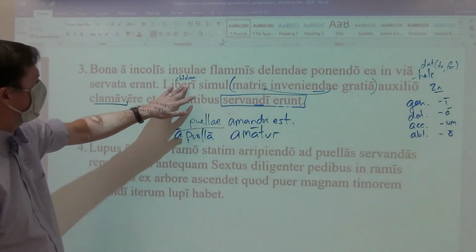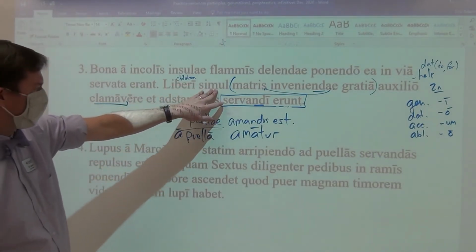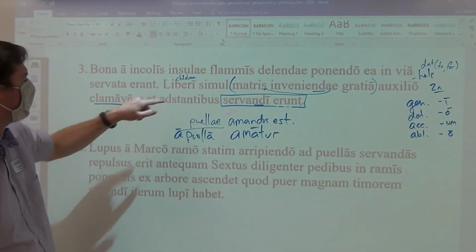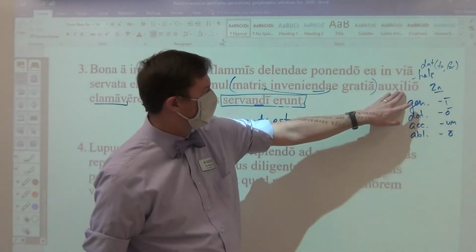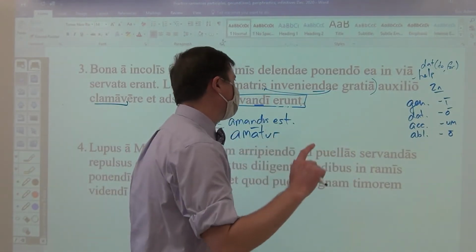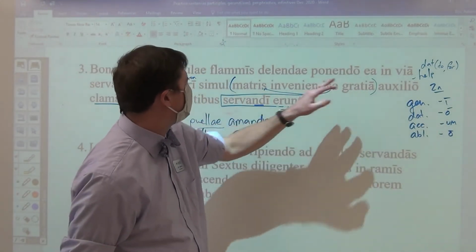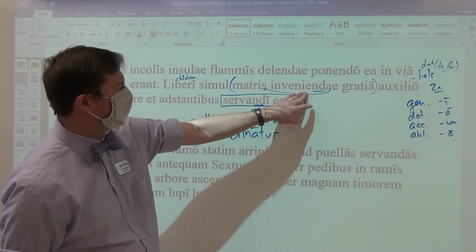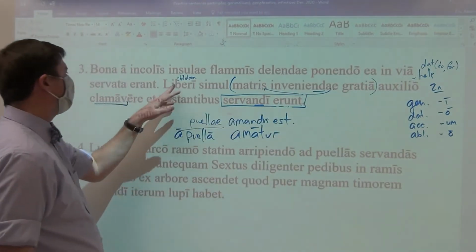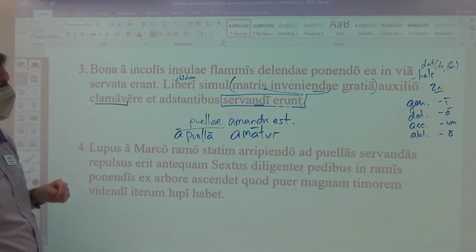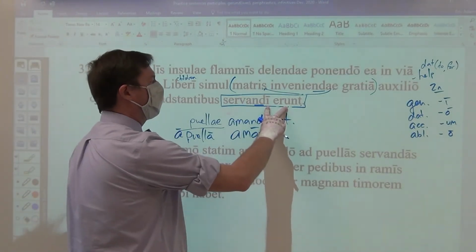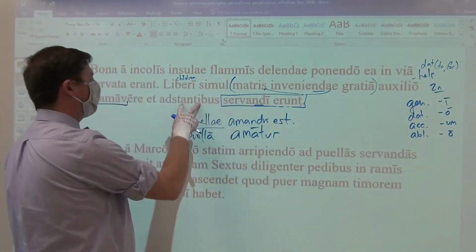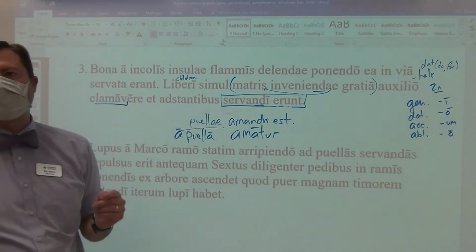So, liberi. At that same time, the liberi clamaverunt auxilio, and they did so gratia matris inveniendae. And the liberi servandi erunt ab astantibus. Best you can with your translation.